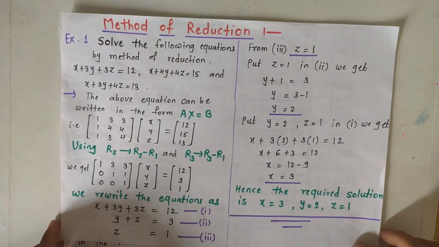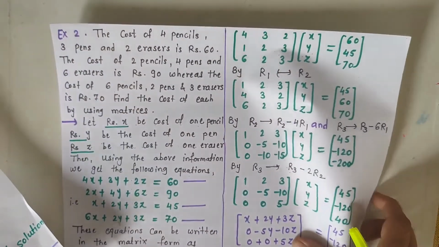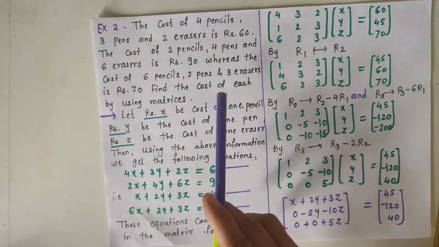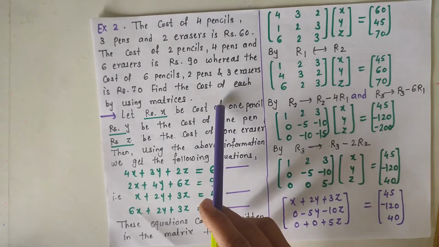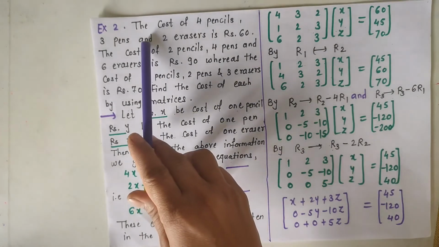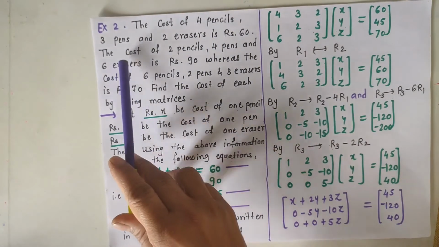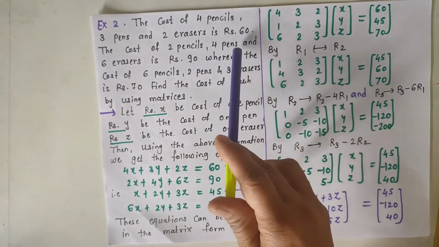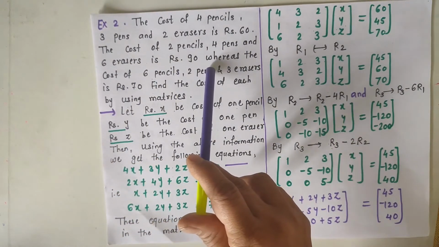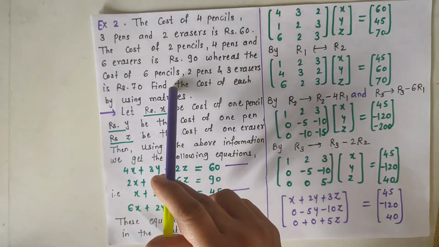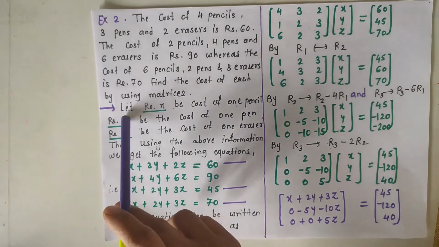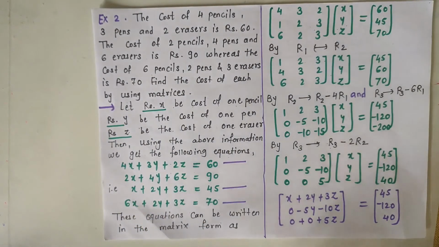Now, the second example is a word problem. A word problem can be solved using matrices and the reduction method. So see the example: the cost of 4 pencils, 3 pens and 2 erasers is rupees 60. The cost of 2 pencils, 4 pens and 6 erasers is rupees 90. Whereas the cost of 6 pencils, 2 pens and 3 erasers is rupees 70. Find the cost of each item by using matrices.